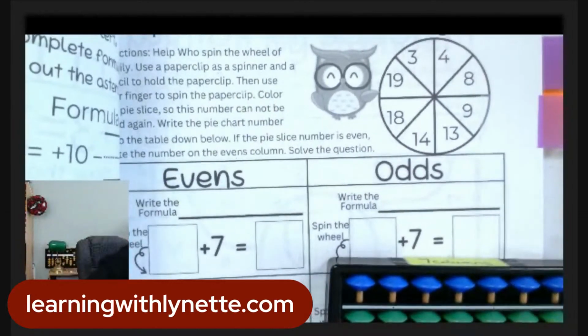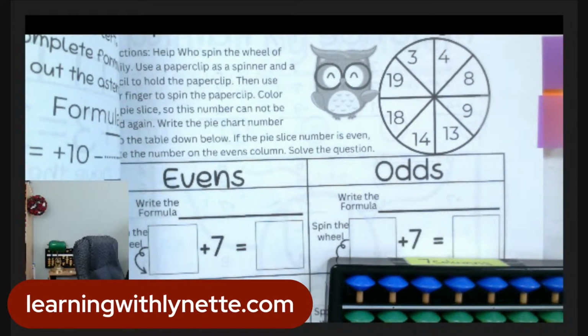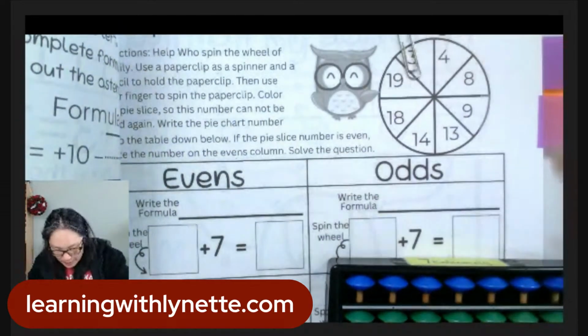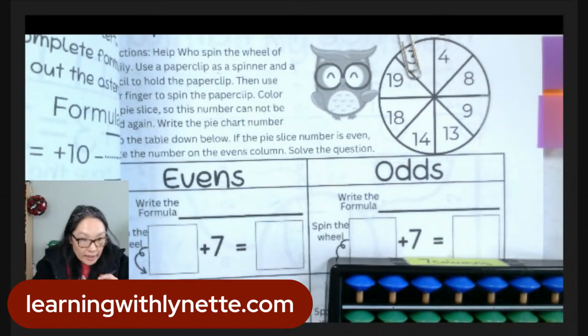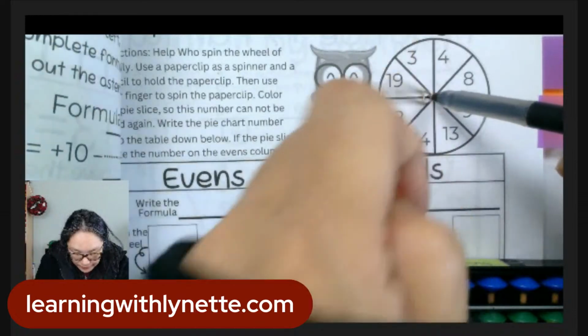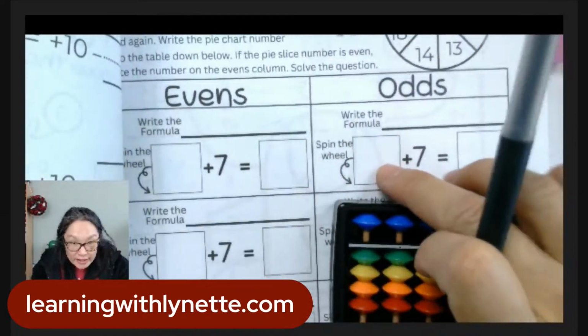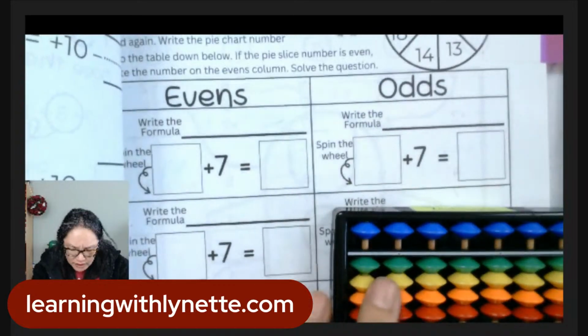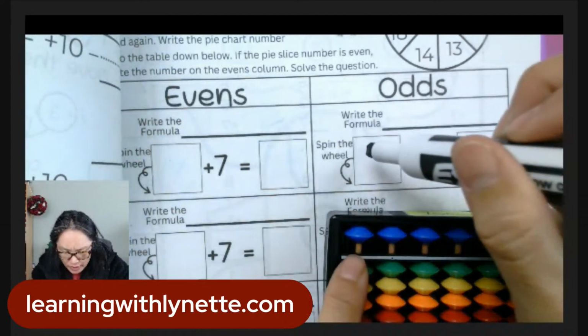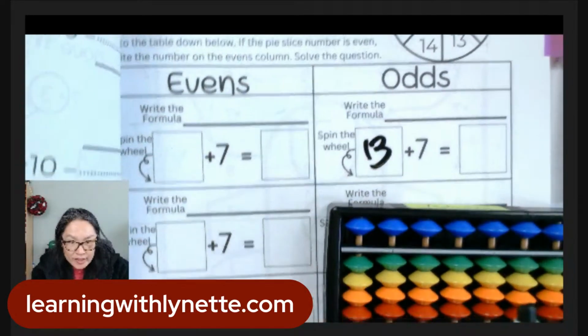We take the paper clip. I need to find a paper clip. I have a paper clip. And so we take this paper clip and we spin it. If it lands on 13, then we put the 13 here. So it's supposed to be kind of interactive. And then the question here is 13 plus 7.